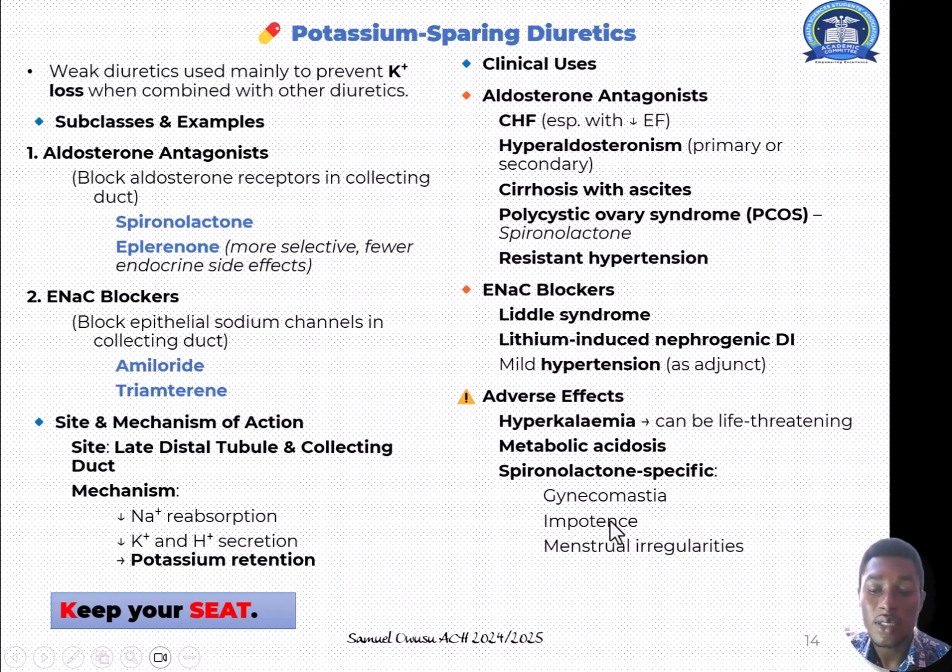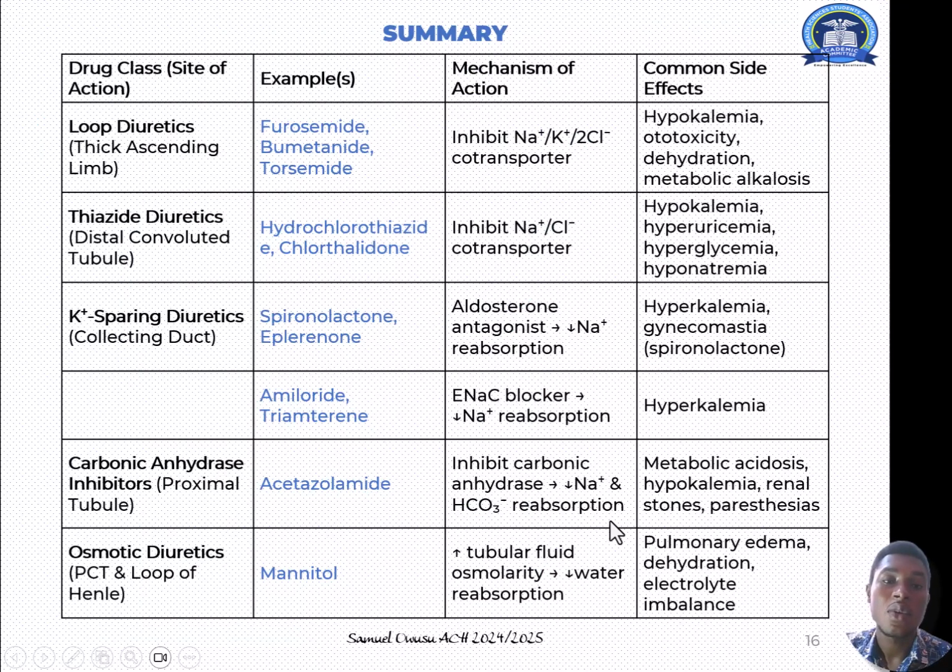And then sometimes it can lead to impotence with frequent use, and it can cause menstrual irregularities as well. Okay, so in summary, the diuretics are grouped into loop diuretics, thiazide diuretics, potassium sparing diuretics, carbonic anhydrase inhibitors, and osmotic diuretics. Loop diuretics are furosemide, that's the prototype. They tend to act on the sodium potassium chloride transporters, and so the toxicity is remembered by OHDAN.